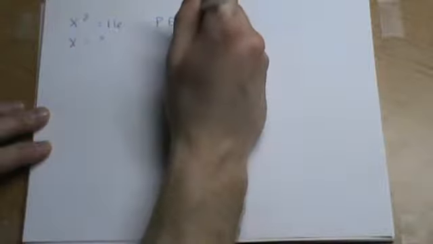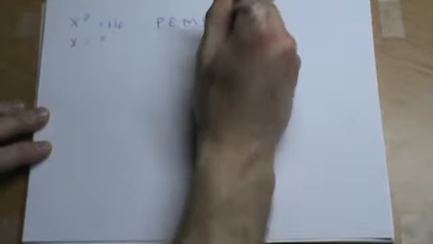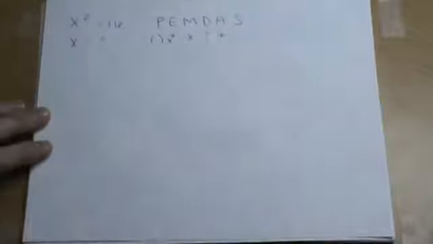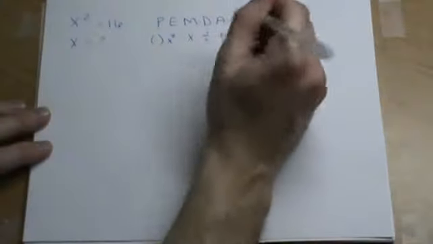Okay? But before we do that, we have to first learn about PEMDAS. PEMDAS is your order of operations. It's P-E-M-D-A-S. The P stands for parentheses. The E for exponents, like the 2 there. M stands for multiply, so the times sign. D stands for divide, division. A stands for add. S stands for subtract. So this is the order in which you should do operations.